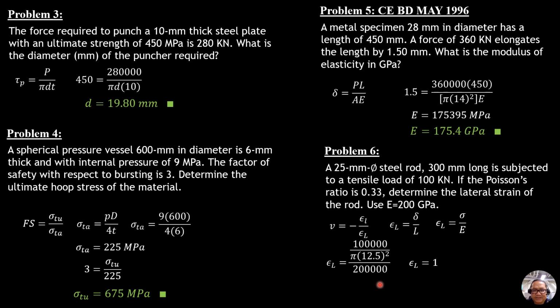So longitudinal strain is 1.0186 times 10 to the negative 3. Then substitute here. Lateral strain therefore is negative Poisson's ratio 0.33 times this value. Lateral strain is equal to negative 3.361 times 10 to the negative 4. The unit would be unitless, but you can make it meter per meter or mm per mm depending on what you want.